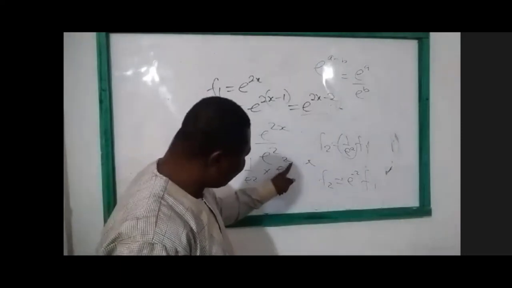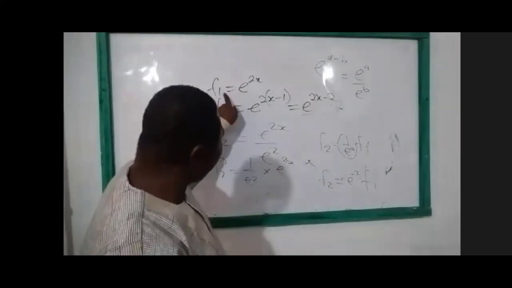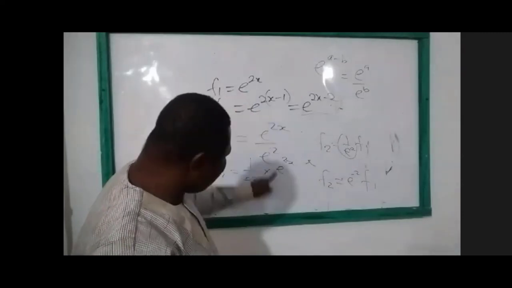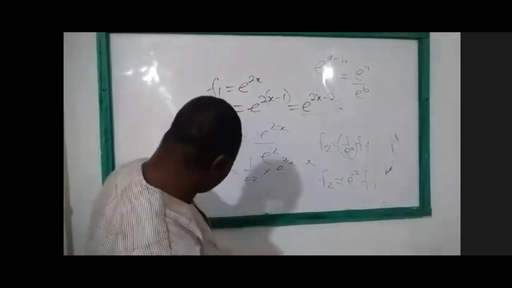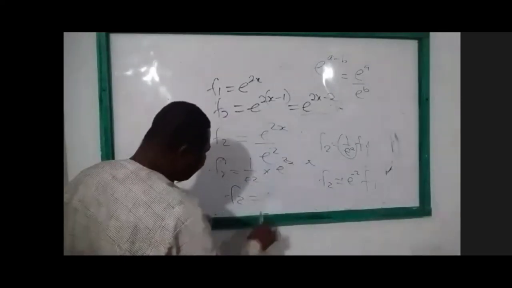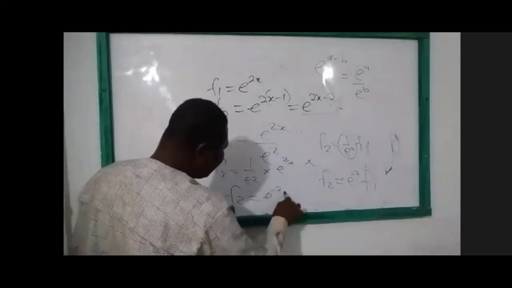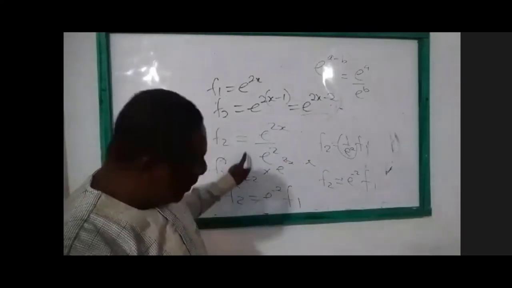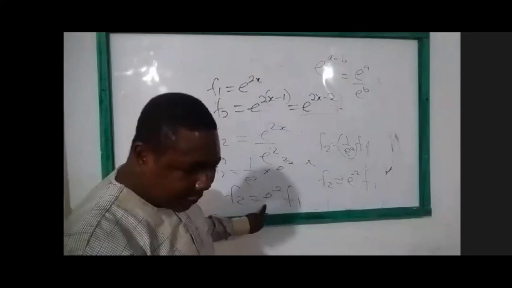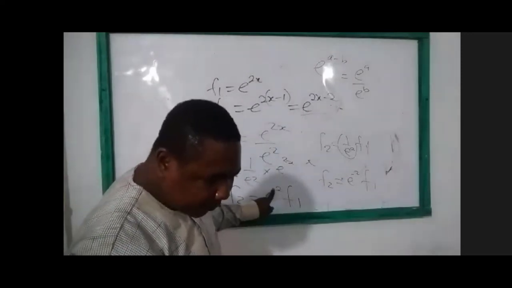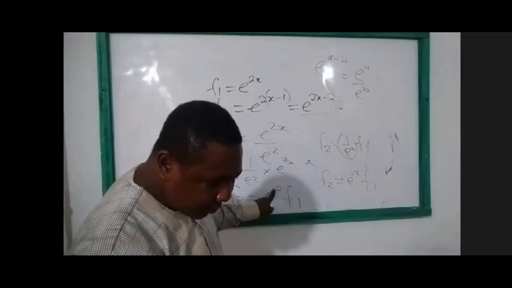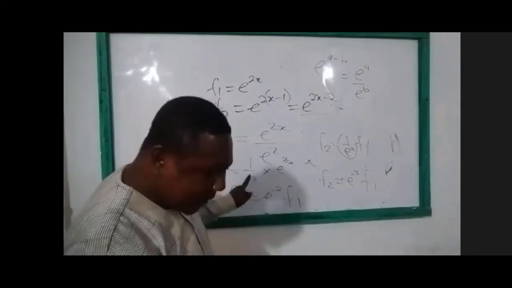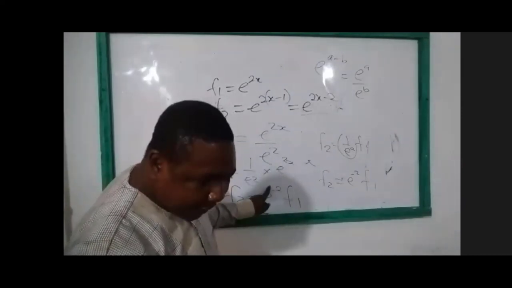Good. Now this e raised to power 2x, what is it? It's f1. f1 is equal to what? e raised to power 2x. So it means in place of this e raised to power 2x, I can put f1 there. So f2 is equal to e raised to power minus 2 times f1. I hope this one has no confusion. 1 over e raised to power 2 is the same as e raised to power negative 2. Do you agree? Yes, sir. 1 over e raised to power 2 is the same as e raised to power negative 2.